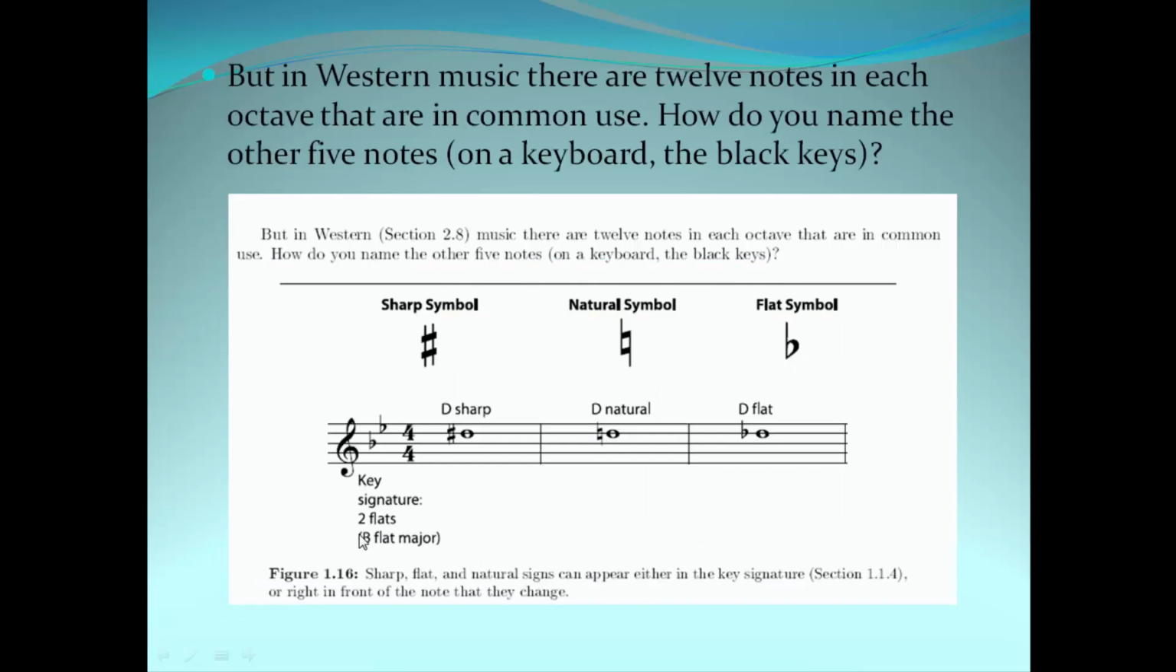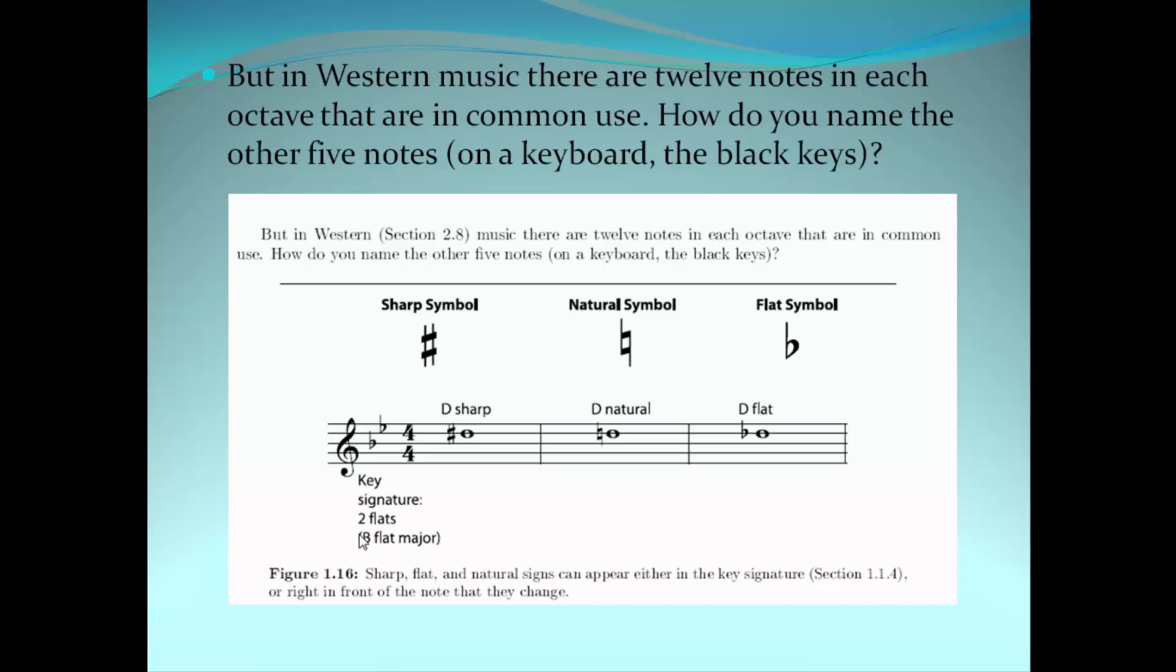But in Western music, there are 12 notes in each octave that are in common use. How do you name the other 5 notes on the keyboard, or the black keys? So we have here the sharp sign, natural sign, and flat sign.